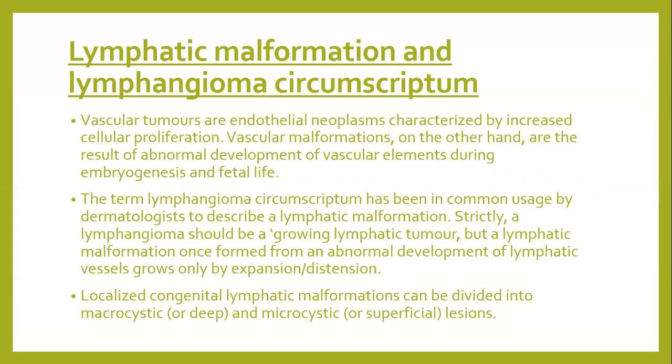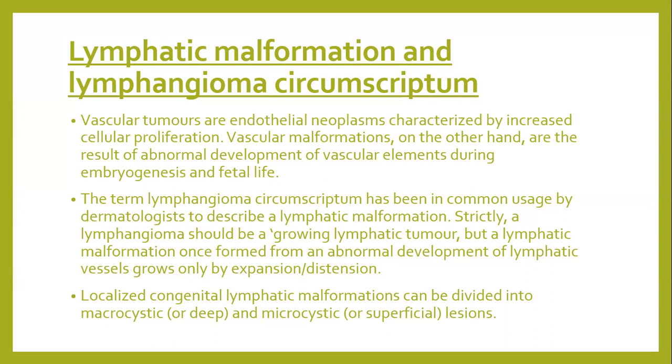The next topic we are going to discuss are the lymphatic malformations and lymphangioma circumscriptum. Vascular tumors are endothelial neoplasms characterized by increased cellular proliferation. Vascular malformations, on the other hand, are the result of abnormal development of vascular elements during embryogenesis and fetal life. So these two terminologies should be differentiated, that is, vascular tumors or vascular malformations. Tumors are characterized by increased cellular proliferation, while malformations are developmental abnormalities.